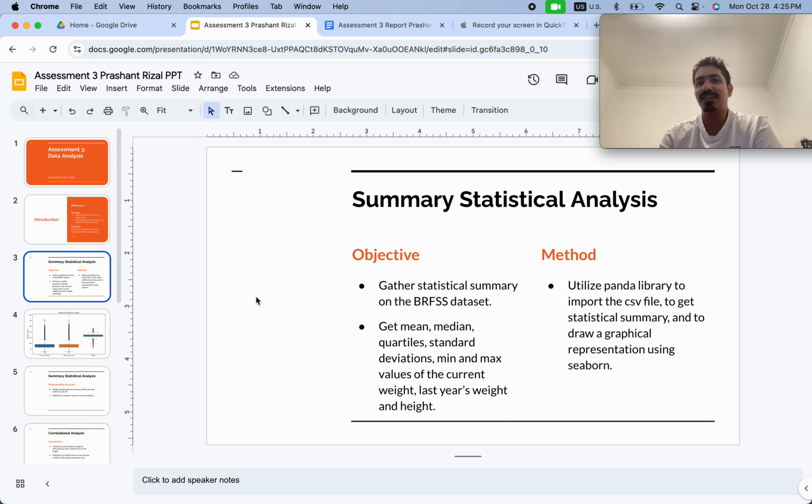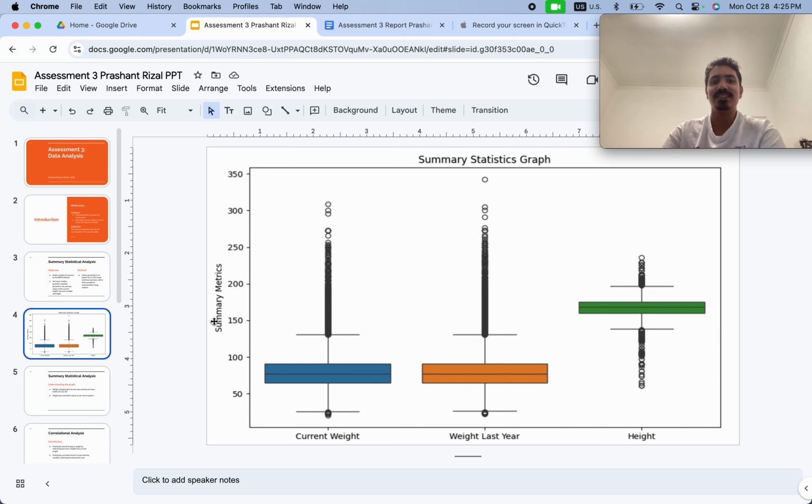After that, we had to visualize the data using Seaborn, which is based on Matplotlib. Using that, I created a box plot to visualize the data from the data set, and the data looks like this. For the three variables that we gathered data on, one is the current weight, then the weight last year, and then the height. And the box plot looks like this.